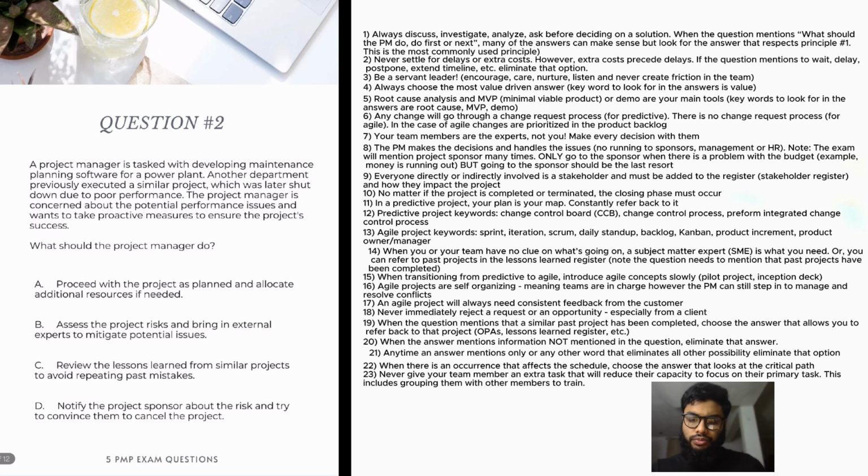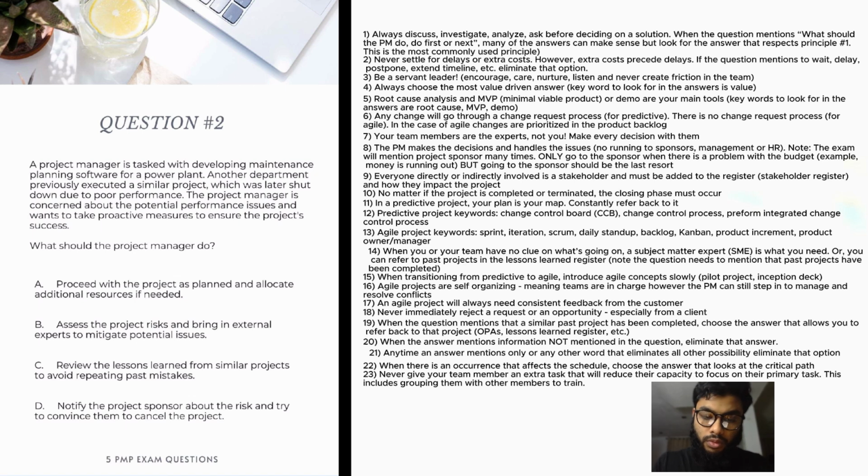Question number 2. Let's take out our trusty highlighter. A PM is tasked with developing maintenance planning software for a power plant. Another department previously executed a similar project, which was later shut down due to poor performance. The PM is concerned about the potential performance issues and wants to take proactive measures to ensure the project's success. What should the project manager do?